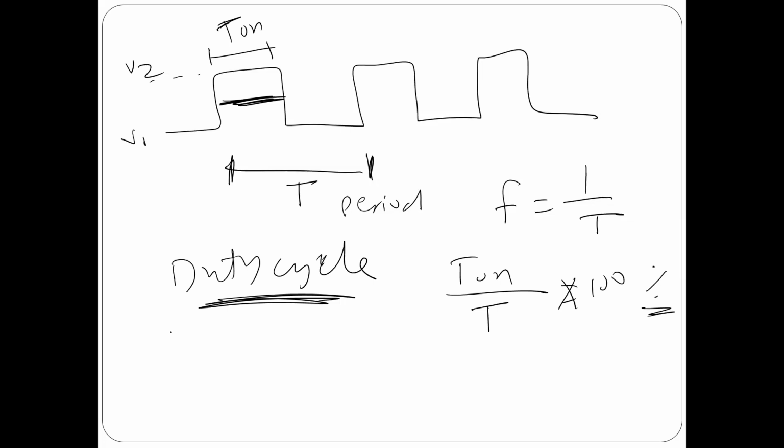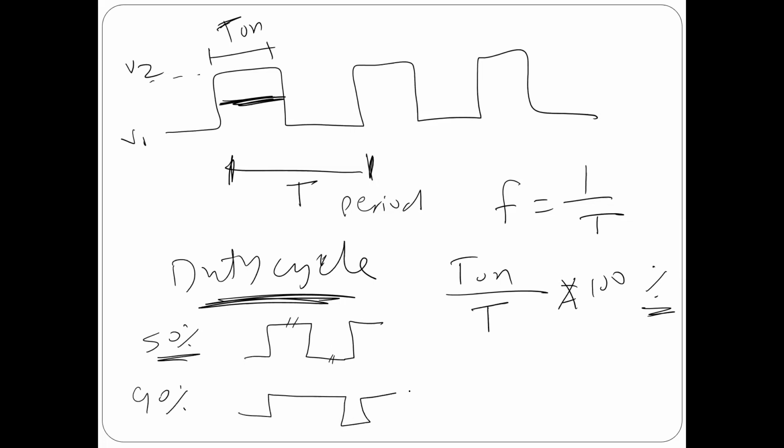So if the duty cycle is 50%, what does it mean? It means the on time is half, so on and off are equal. This time is equal to this time. If it is something like 90%, you should see a signal something like that: the on is very, very long. If it is just 10%, you should see something like that: the on is very short. Again, most of the time in logic circuits we are going to go with 50%.